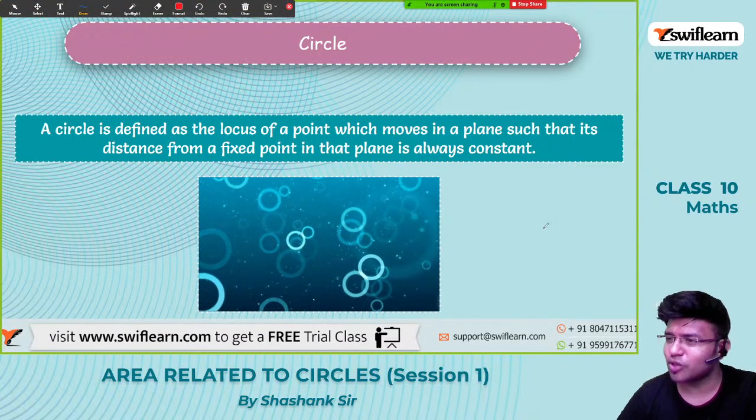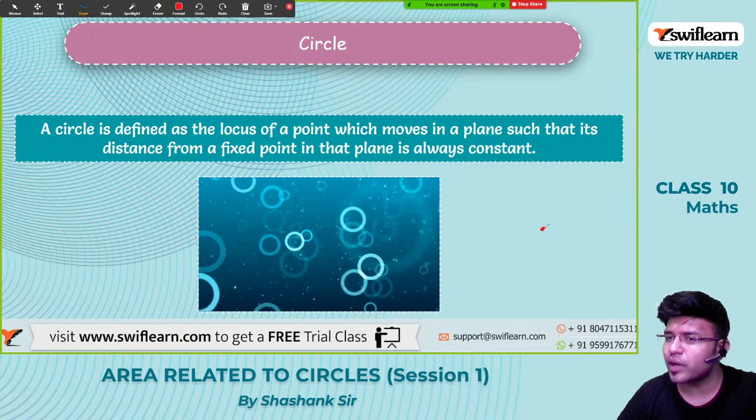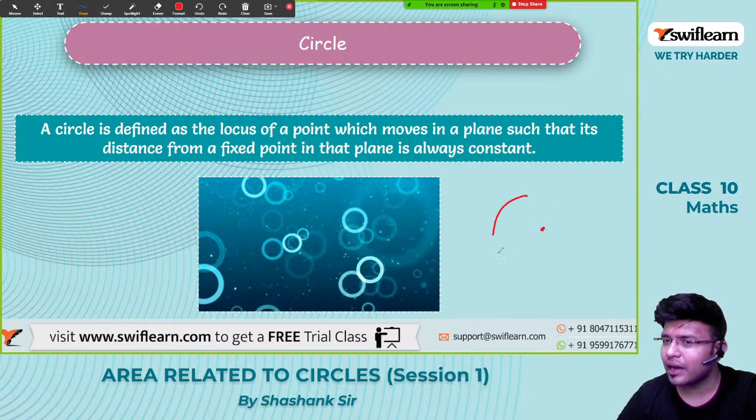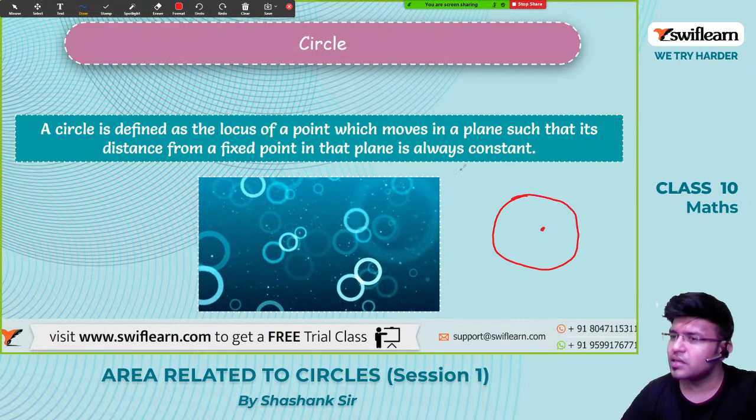A circle is a geometrical figure which moves such that it is equidistant from a fixed point. This is the fixed point, and it is equidistant. That is a circle.